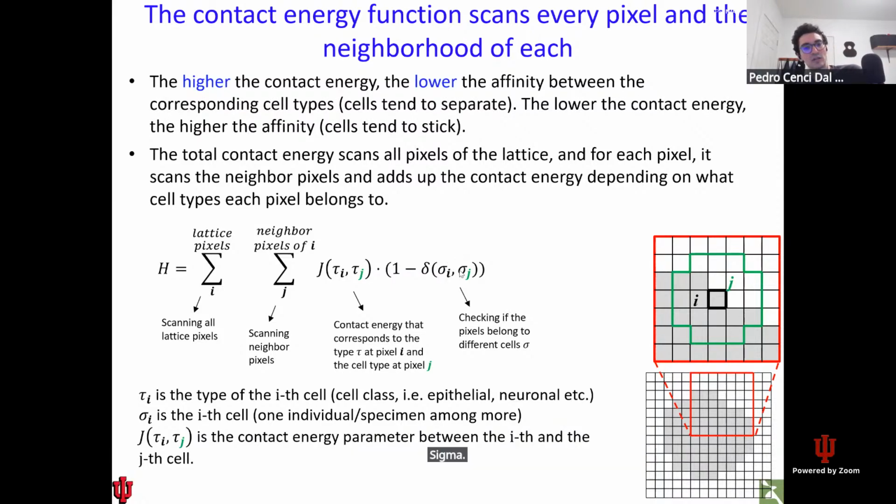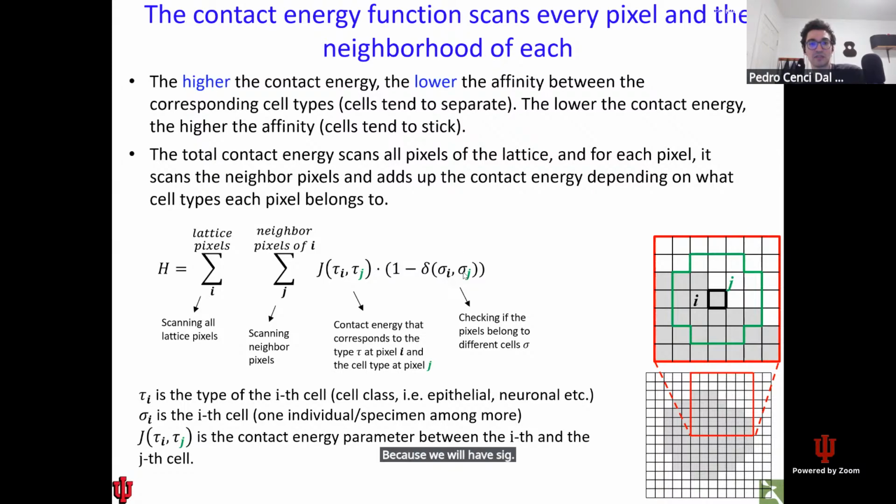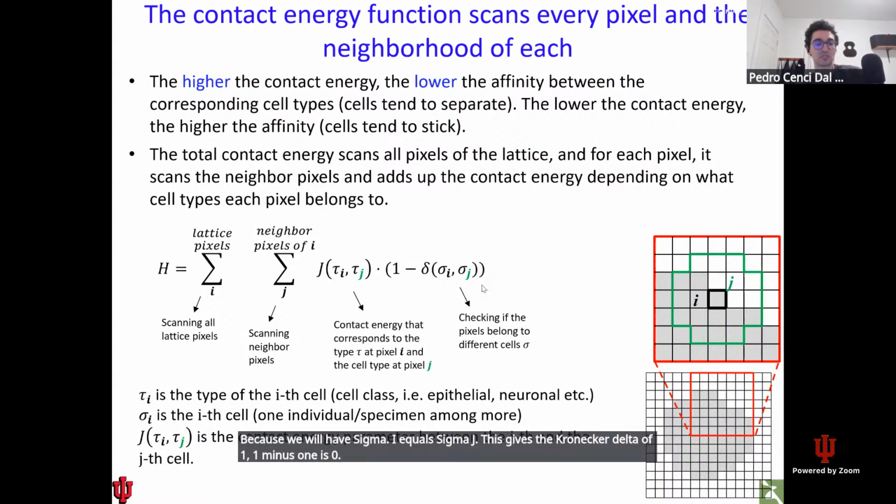Sigma is the cell. The cell is an individual of the simulation. It's not a type. Inside a single type, you can have multiple cells, multiple individuals of that type. Sigma is the identity of the cell that the pixel I or J belongs to. So this is basically saying if the pixel I and J belong to the same cell, I'm not counting the contact energy, because you have sigma I equals sigma J. This gives a Kronecker delta of 1. 1 minus 1 is 0, and then the contribution is 0.